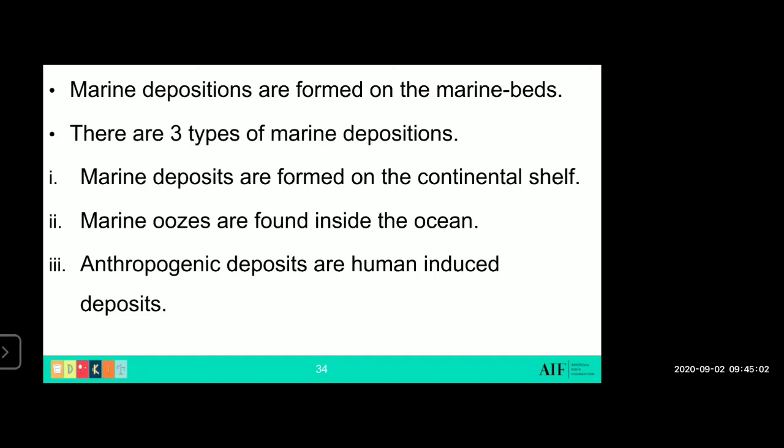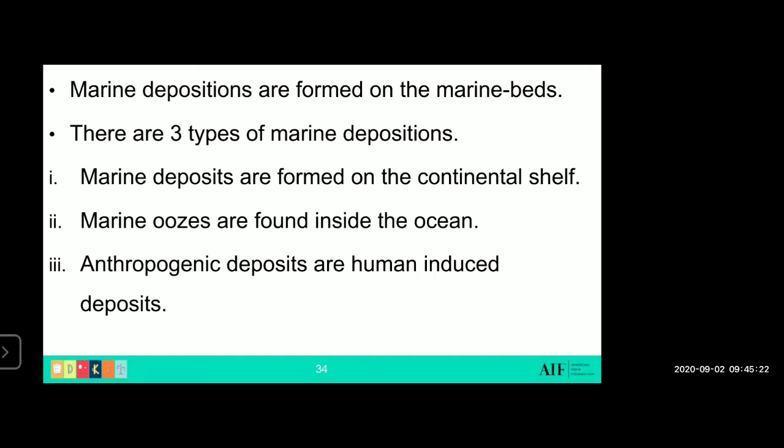And the last one is anthropogenetic deposits that are caused by humans, that are man-made. We saw that all garbage and the radioactive materials, those are the anthropogenetic deposits, the human induced deposits. So these were the 3 types of marine deposits.